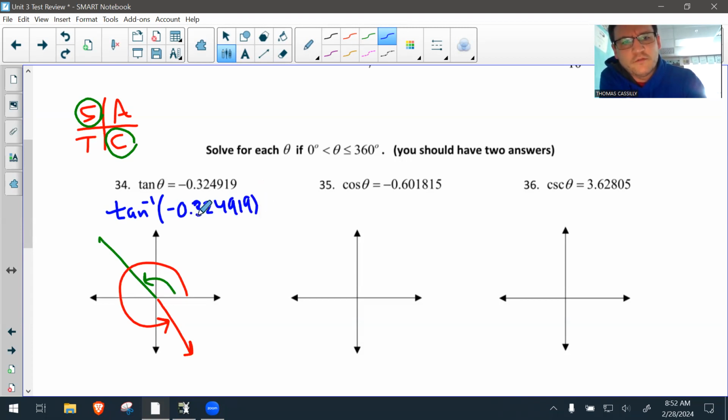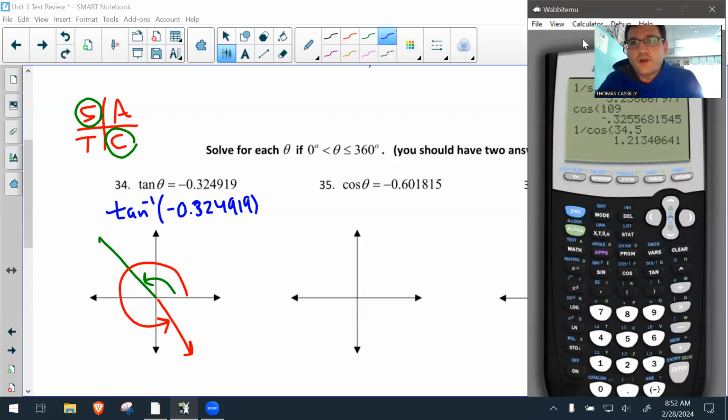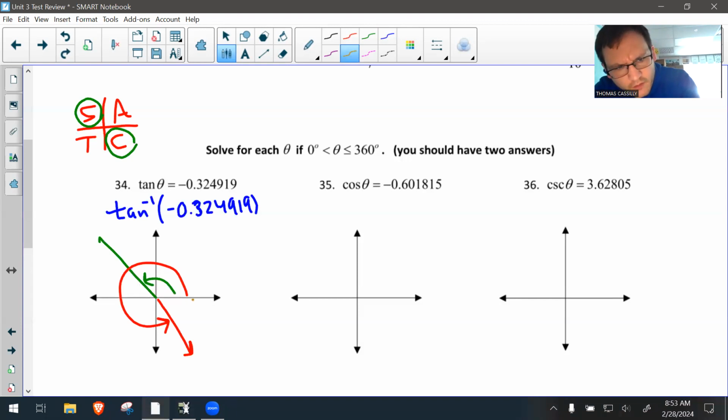So we have to use our graphing calculators for this. You just do the inverse tangent of negative 0.324919, and that gives you a negative 17-degree angle. Negative 17 is this angle right here. We have a 17-degree reference angle. They're telling us every answer needs to be between 0 and 360, so that negative 17 is no good.